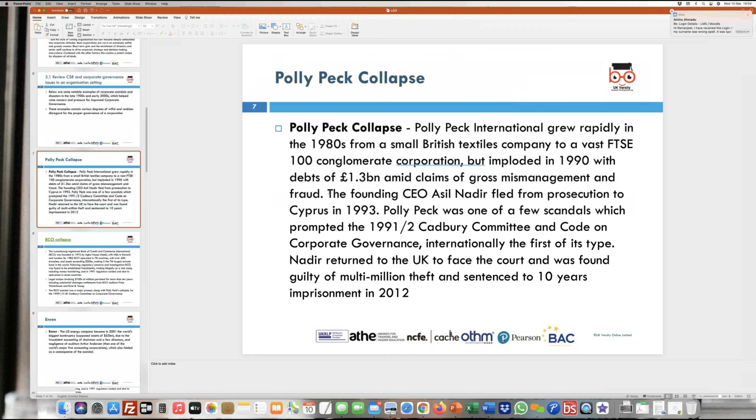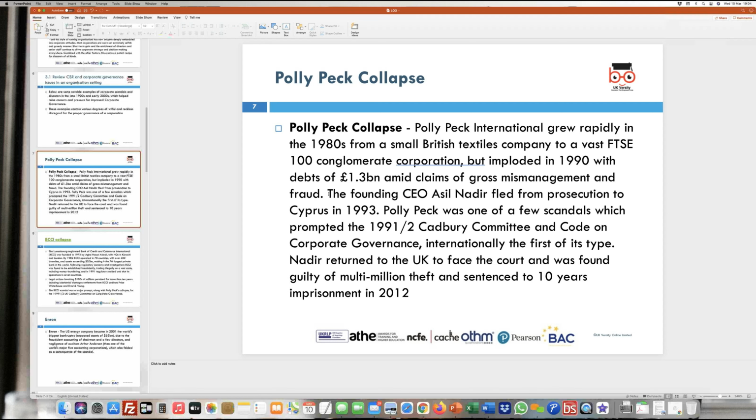So the first company that I've taken as an example is the Polly Peck collapse. This company, Polly Peck International, grew quite quickly in the 1980s. They were a small British textile company which was listed on the stock exchange. But it closed down in the early 1990s when it was discovered that the company had racked up a debt of £1.3 billion because of gross mismanagement and fraud.